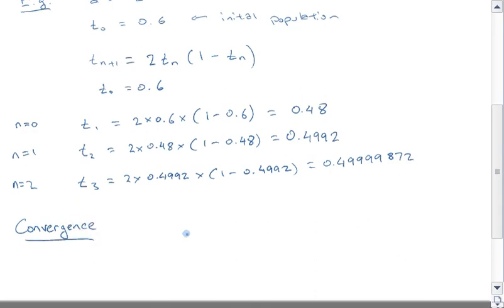So convergence of a sequence means that basically as our sequence goes on and on, so as n gets larger, our sequence approaches some value. So Tn gets closer and closer to some number.